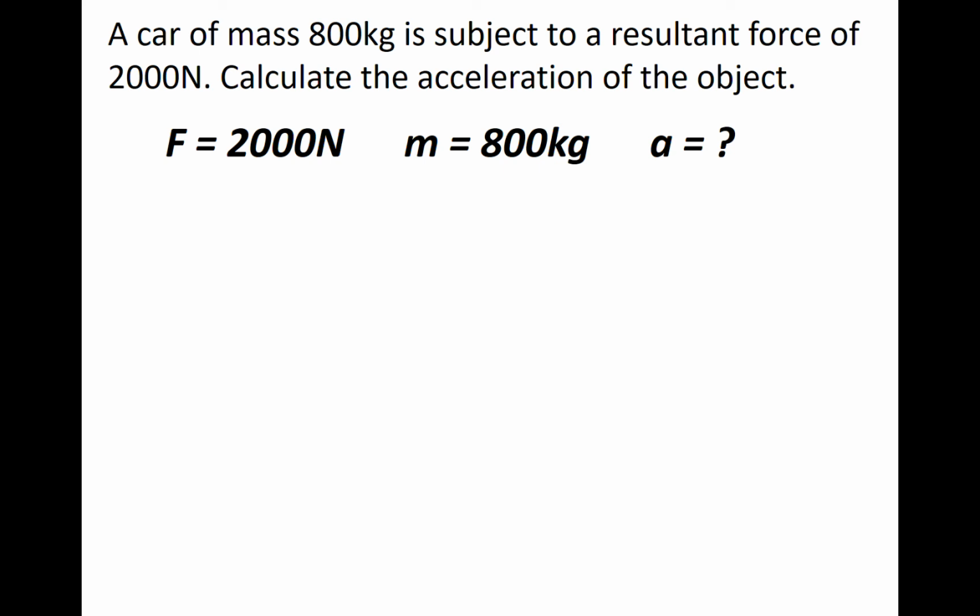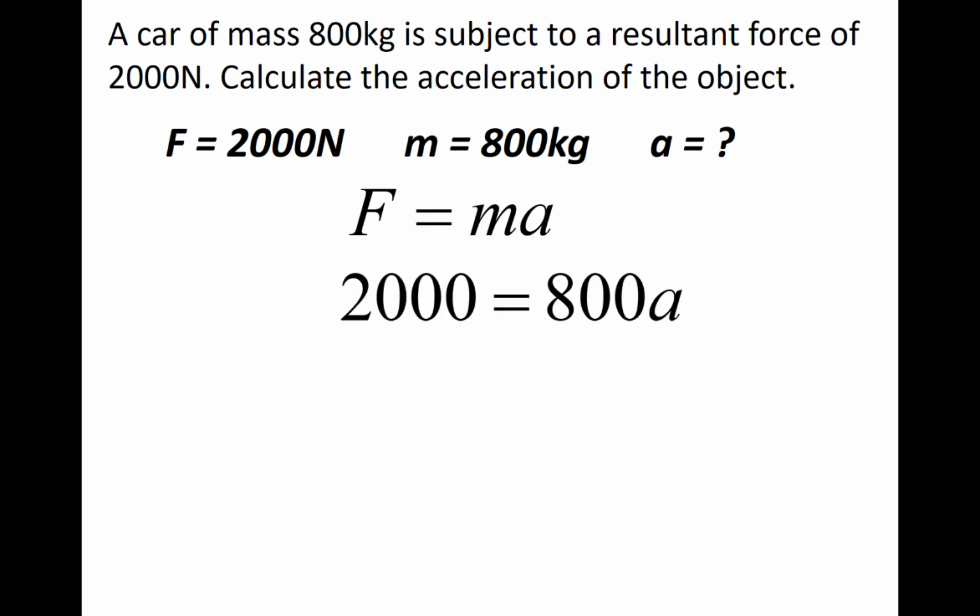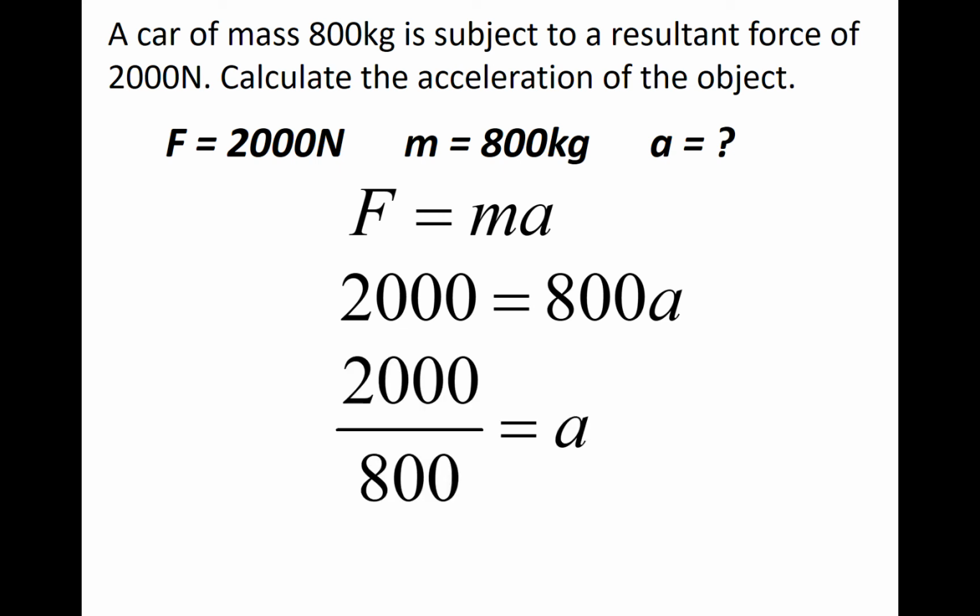We think which equation will be relevant. In this case, we already know it's F equals ma. Then you substitute in the numbers. We end up with 2,000 equals 800a. After substitution, you transpose. So you get a equals 2,000 divided by 800. And finally, you get your answer, 2.5 meters per second squared.